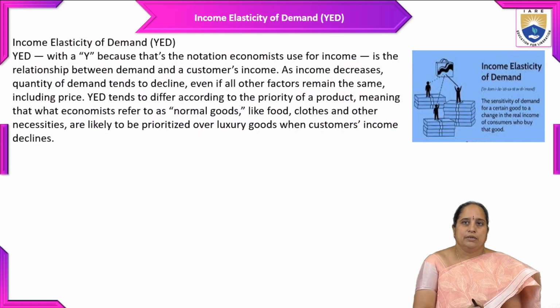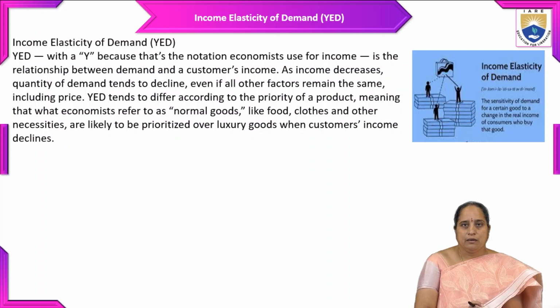The next type of elasticity of demand is known as income elasticity of demand. Due to income changes, consumer purchasing decisions may vary from one consumer to another. It is denoted as YED, with a Y because that's the notation economists use for income. It is the relationship between demand and a customer's income. As income decreases, the quantity demanded tends to decline, even if all other factors remain the same, including price.